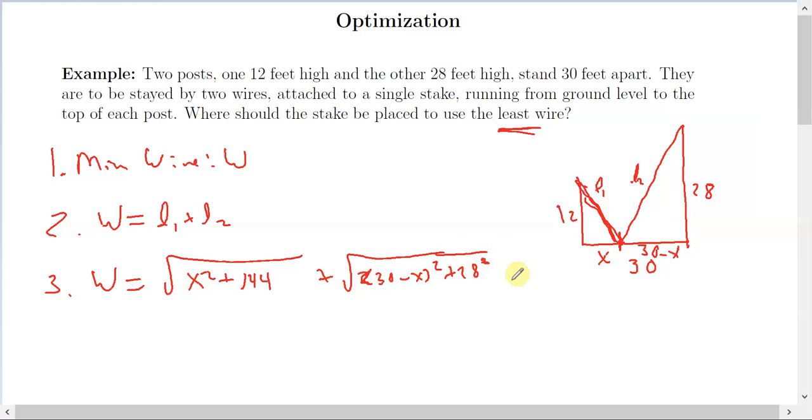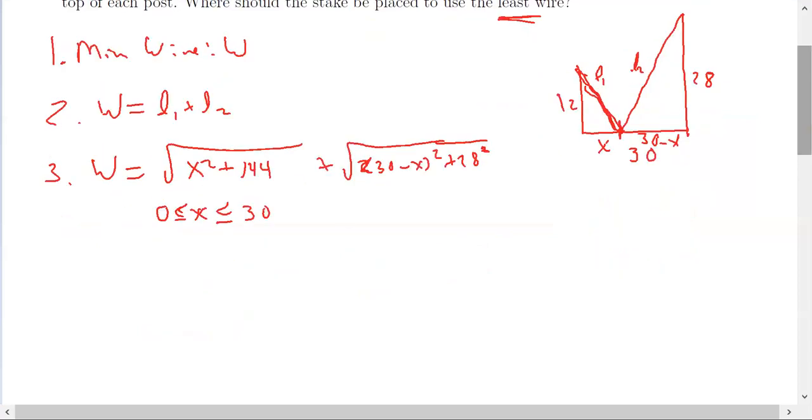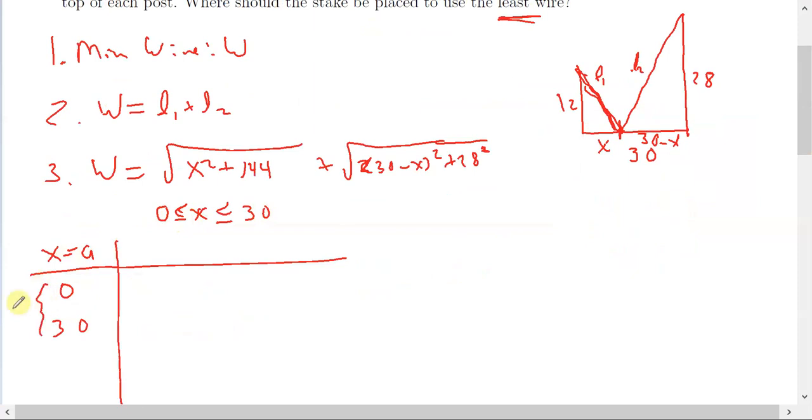We can see that x is bounded from x equals 0, meaning you attach the top of this one to the bottom of that one, which I don't know if that's anything you'd want to do, and it could be as big as 30. So we've got this function on a closed interval, and we'll go through our process of finding the max and min. We know that we could use 0 or 30. Those are our endpoints.